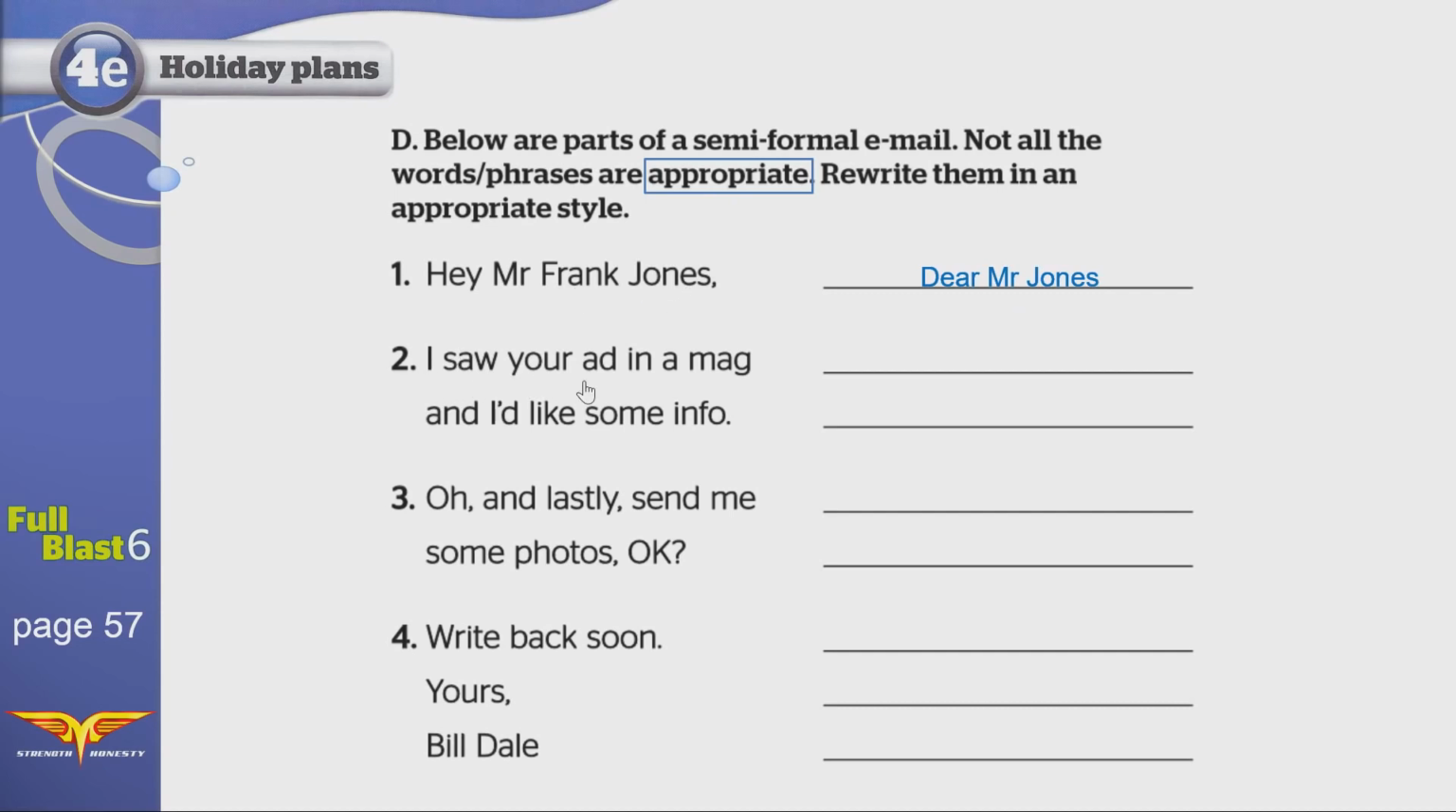2. I saw your ad in a mag. Okay, what's the problem here? You are using reductions. Ad for advertisement, mag for magazine. It is not okay to write this to someone you don't know. You can write this to a friend. We will make it: I saw your advertisement in a magazine, and I would like some information. So no contractions, no reductions. Not I'd like some, no, I would like some.